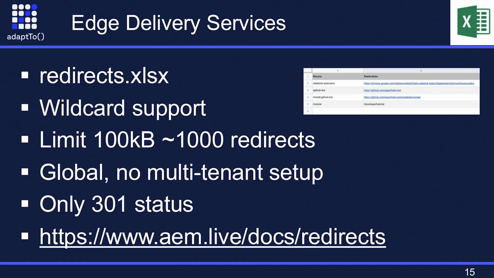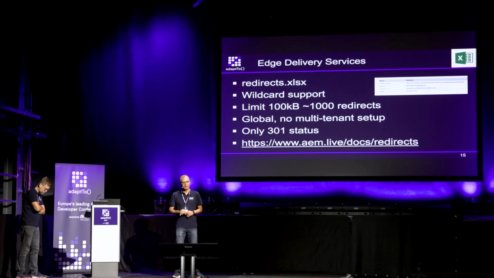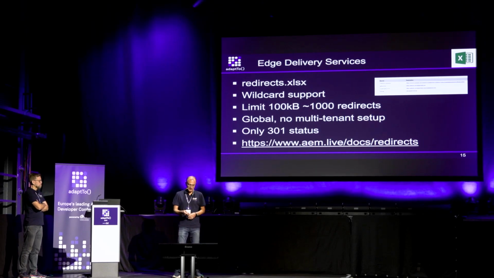If you use AEM Edge Delivery Services, you have only this redirects sheet, which is fine. You can have wildcard rewrites. It has a limitation of 100 kilobytes, which is roughly 1,000 redirects, which is okay for smaller EDS websites. There is no multi-tenancy, so if you have multiple tenants or multiple clients on Edge Delivery Services, you have only one redirect sheet. And the HTTP status is always 301. If you want more complex redirects, you have to use your CDN.